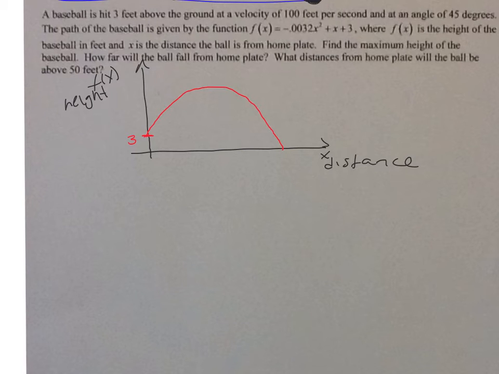Okay, so let's start with the first one. Find the maximum height of the baseball, which means I want to find this point right here, the maximum height, which is the turning point. You're going to put the function into y equals and hit graph. When you look at your graph, you can't see the whole graph, so you're going to have to change the window. You need to work on changing the window.